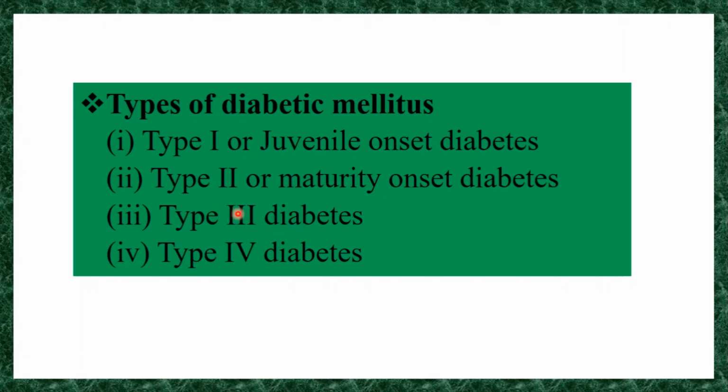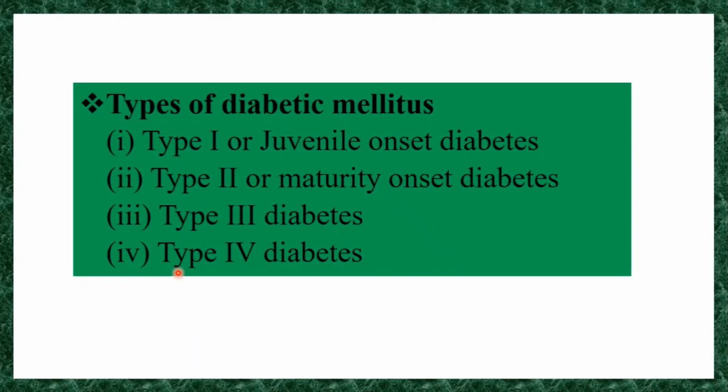It may also be induced by prolonged use of highly potent and toxic drugs. So type 3 diabetes is also caused by highly potent and toxic drugs. Some drugs have highly potent activity, and some drugs have toxic effects. Then type 4 diabetes is also called gestational diabetes mellitus.